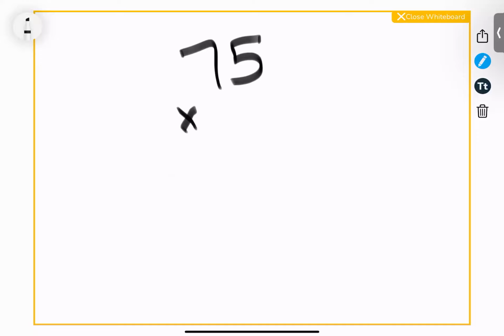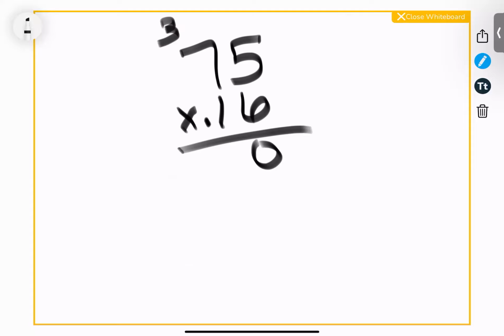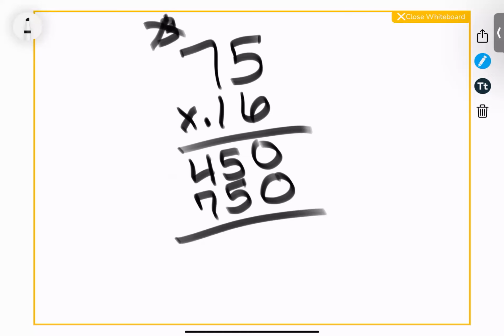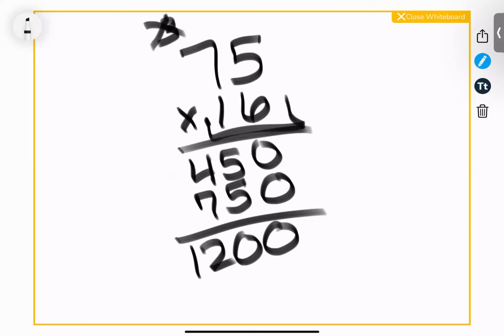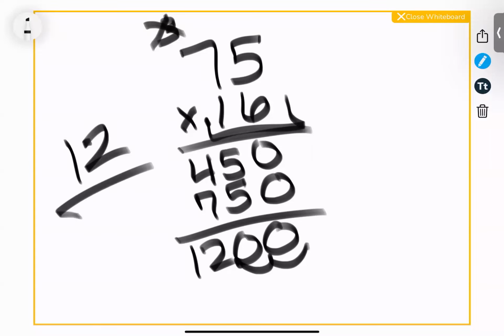So 75 times 16. 6 times 5 is 30. 6 times 7 is 42. Add 3 is 45. Place saver. 1 times 5 is 5. 1 times 7 is 7. I'm adding up my 450 and my 750, which gives me 1,200, but not really. 2 decimal places in my question, 2 decimal places in my answer. 16% of 75 is 12.